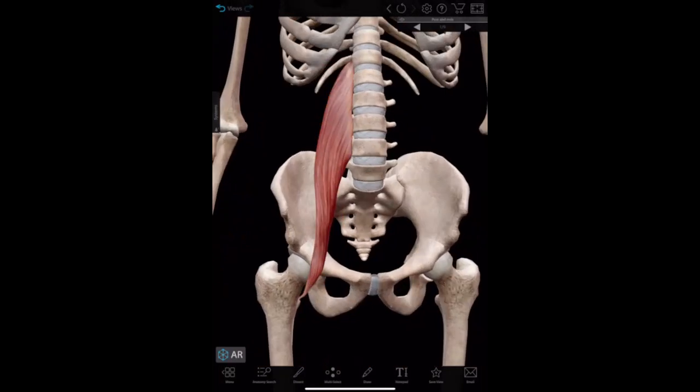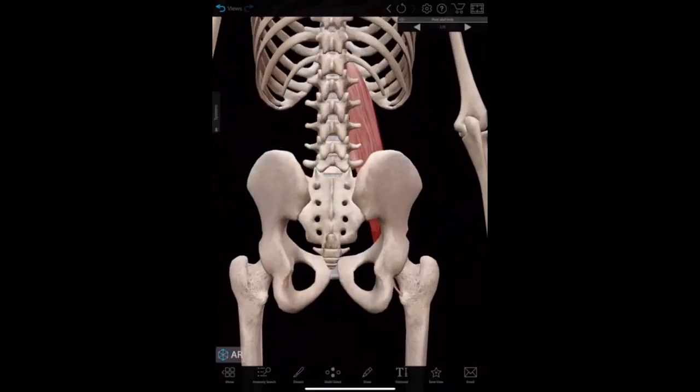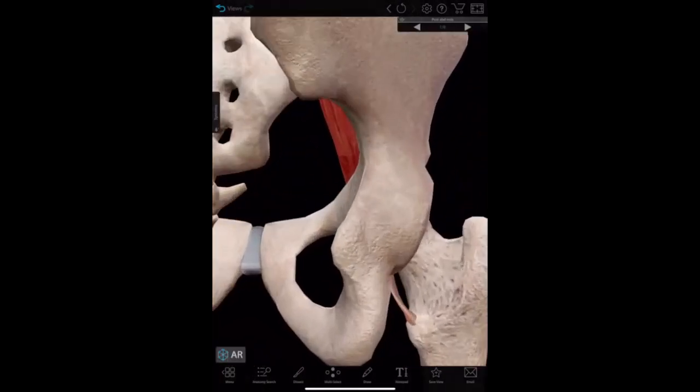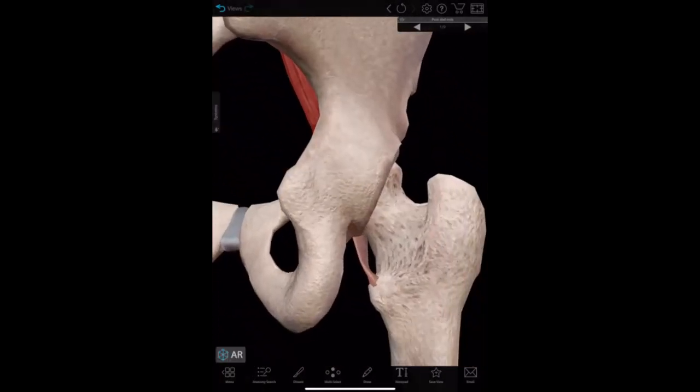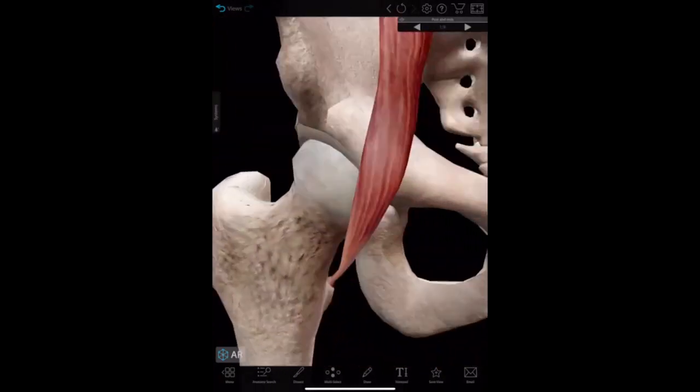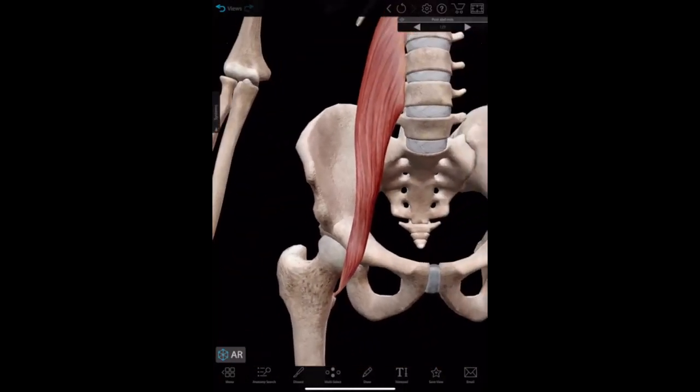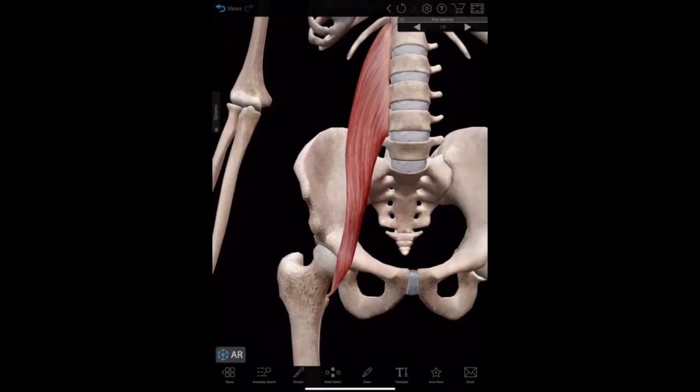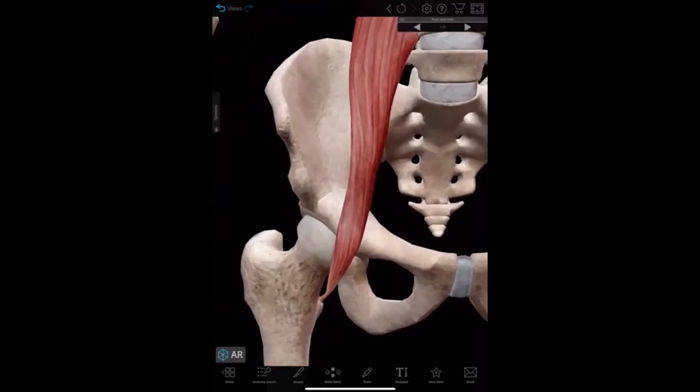Okay, from lumbar vertebrae to lesser trochanter, right? Okay, this is the insertional point. This is the lesser trochanter of the femur, right? So it is coming all the way from the abdomen through the pelvis to the lower limb, right?